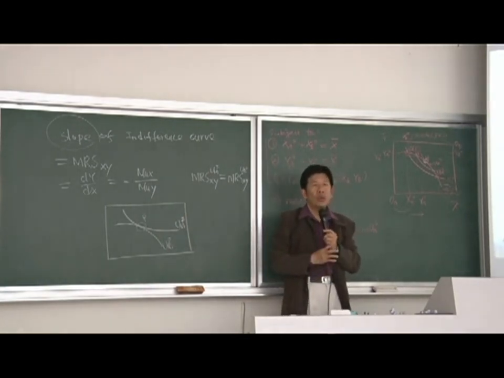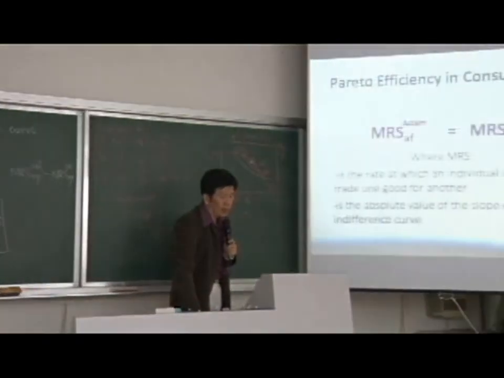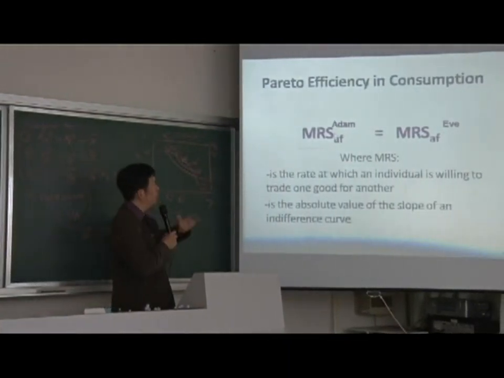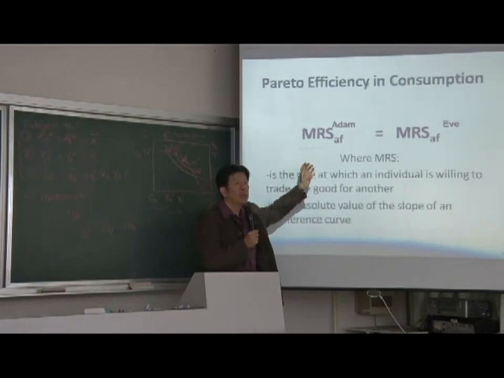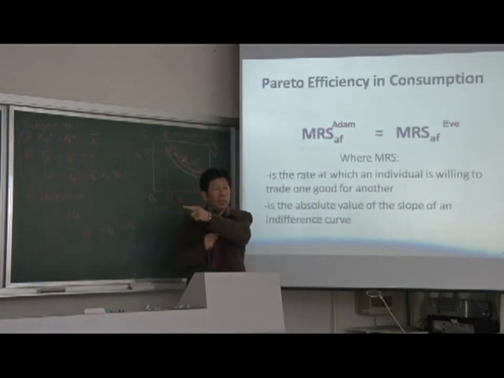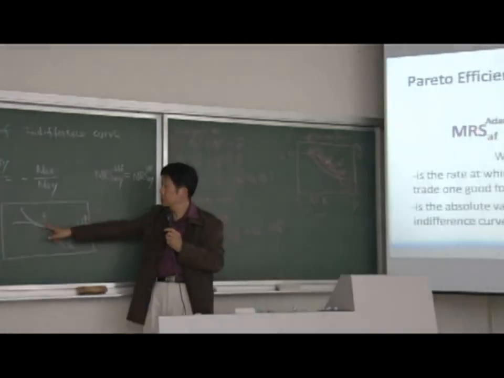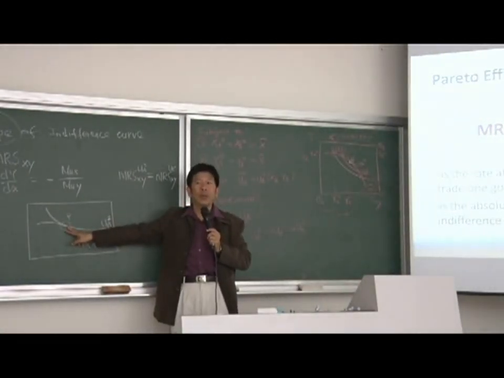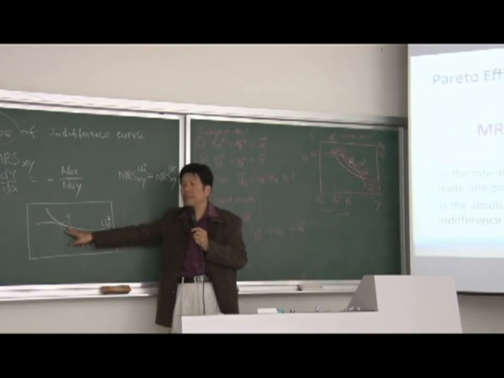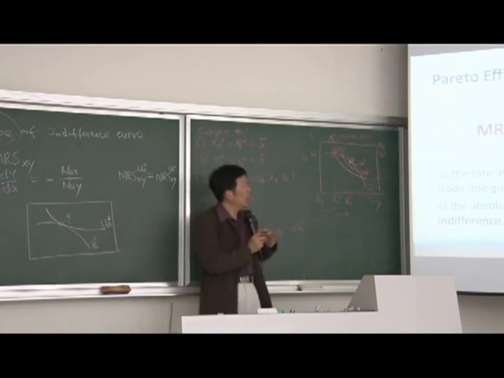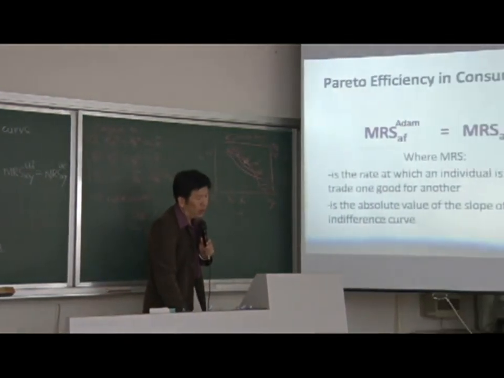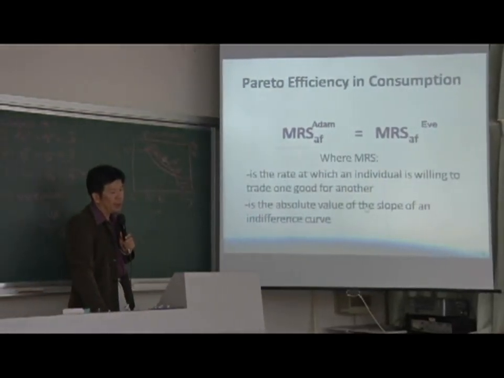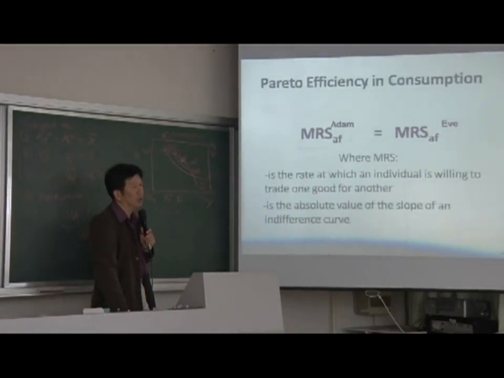So don't worry too much about the formula. Actually, it's easy. You just follow the picture. This point represents the best choice, so the best choice means they have the same slope. So you can see this situation. Here we can say MRS means the marginal rate of substitution.